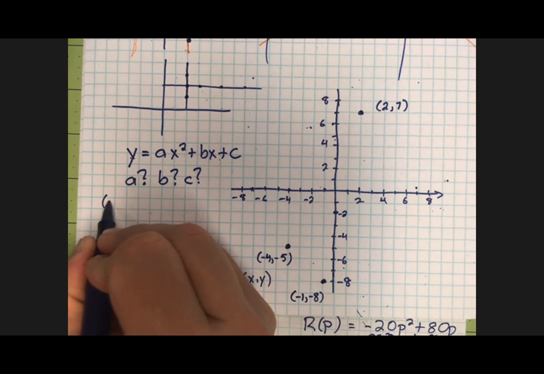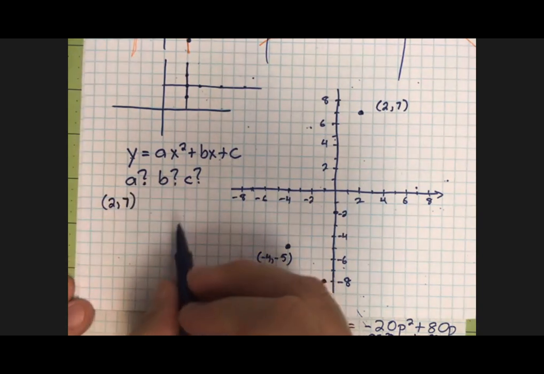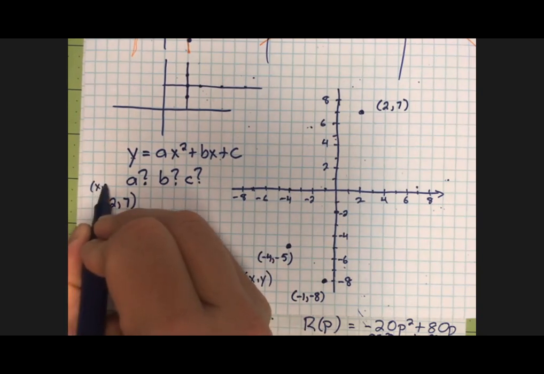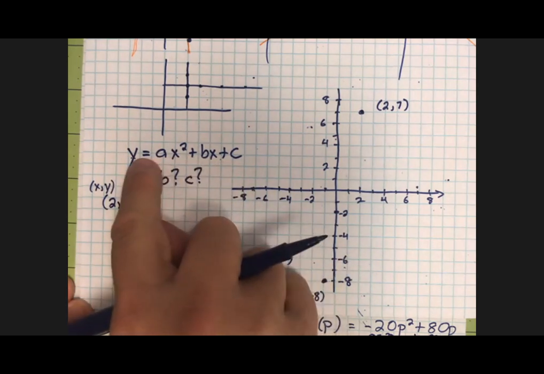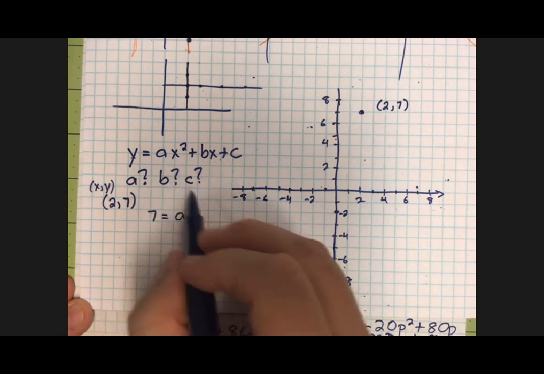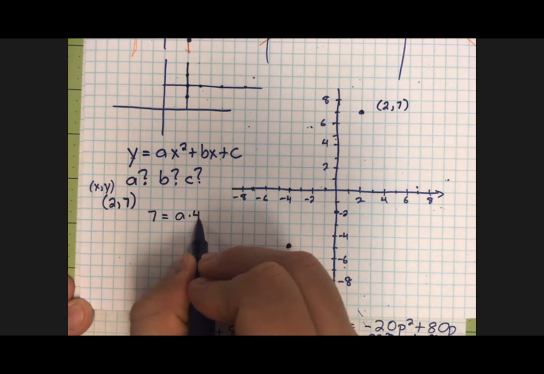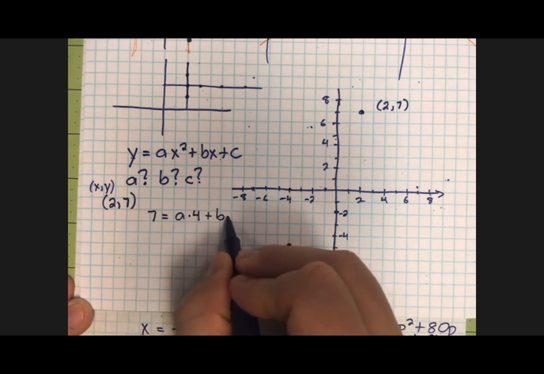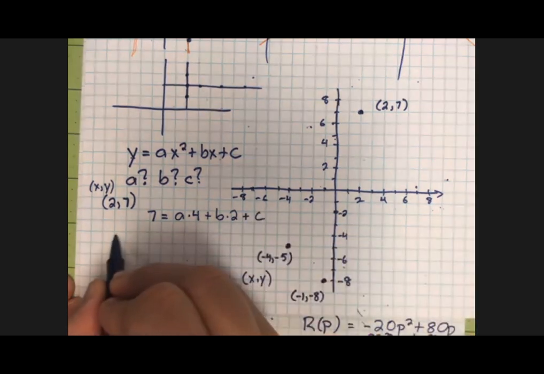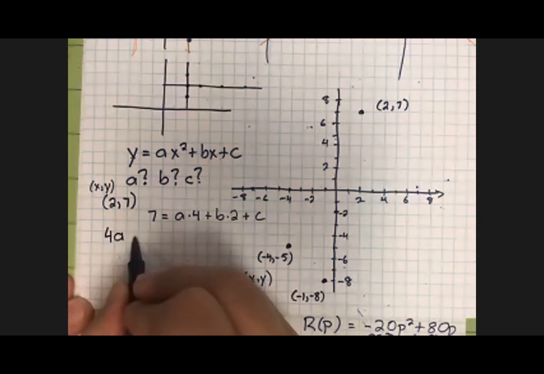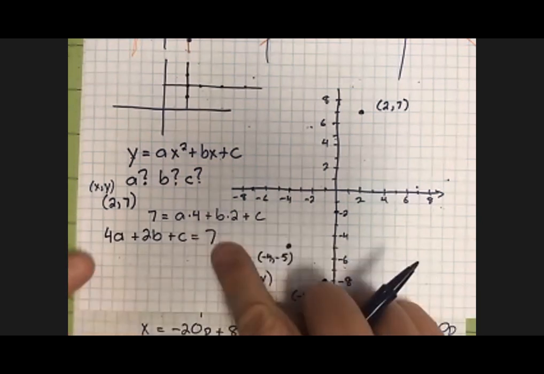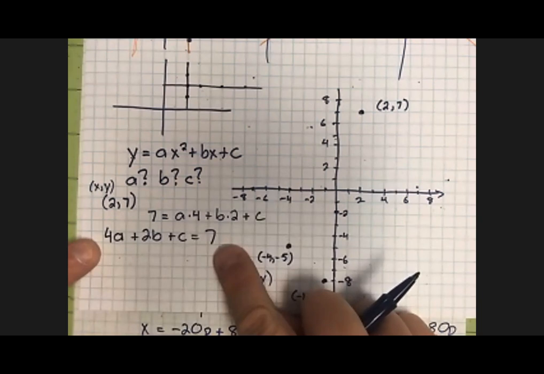So for example, if my parabola goes through (2, 7), that's saying that if I stick in X equals 2, I better get Y equals 7. That looks like this. Putting in a 2 gives me A times 4, B times 2, and C. Do you see that that gives me an equation? 4A plus 2B plus C equals 7. There's one equation with 3 unknowns.